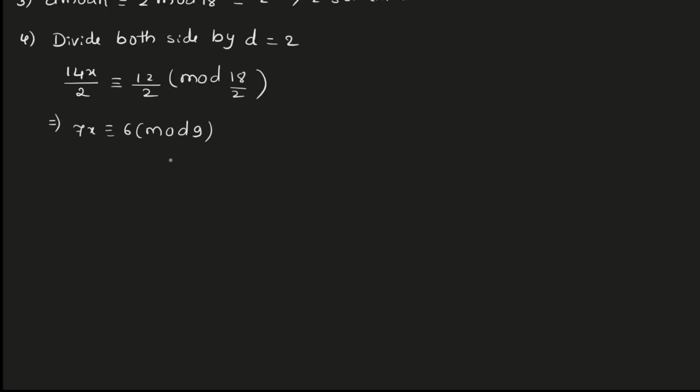Once you get this, what is the fifth step? Fifth step, we have to multiply with the multiplicative inverse of A. So multiply with the multiplicative inverse. A is what here? 7.